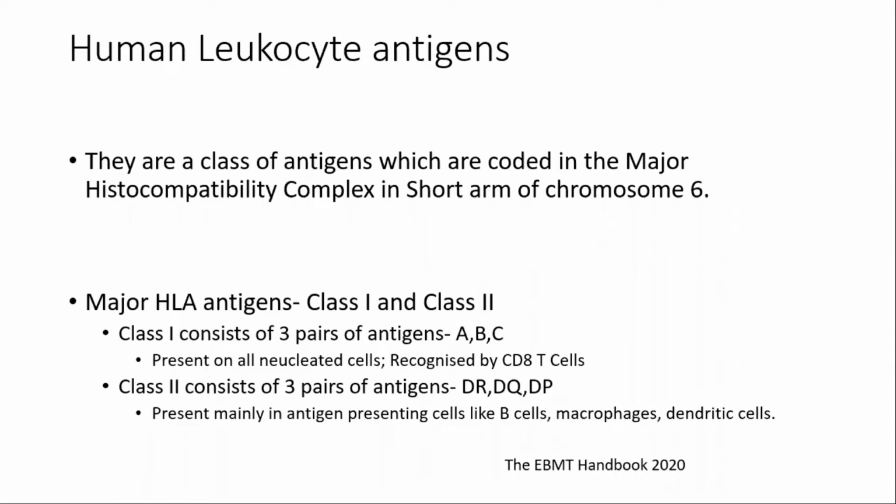They are a class of antigens which are mainly coded in the short arm of chromosome 6 in the major histocompatibility complex. There are two groups of HLA antigens, class 1 and class 2. Class 1 consists of 3 pairs, A, B, and C. These are present in all nucleated cells and are generally recognized by the CD8 subgroup of T cells, whereas class 2 consists of again 3 pairs, DR, DQ, and DP. Currently, we don't consider DP of much importance, but in the future, maybe it may be important. Class 2 is mainly present in antigen presenting cells like B cells, macrophages, and dendritic cells, and it is mainly recognized by CD4 type of T cells.